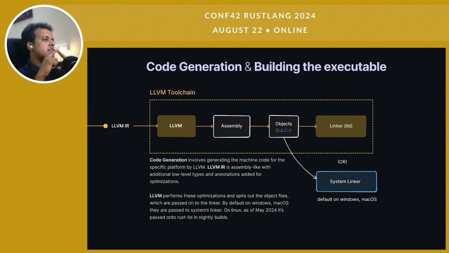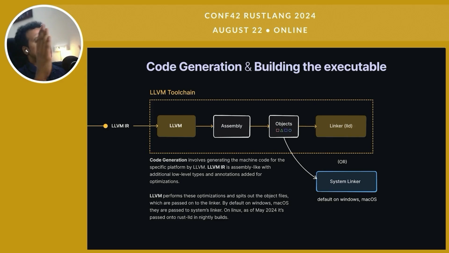These object files are passed on to the linker. On Windows and Mac OS, they're using the system's linker, but as of May 2024 in Linux, it's passed on to something called Rust LLD. Rust LLD is effectively LLVM's internal linker, and leveraging the existing LLVM toolchain even for the linker is an additional step, because that means you have a good guarantee that this works well.